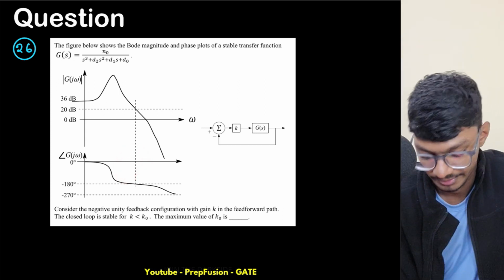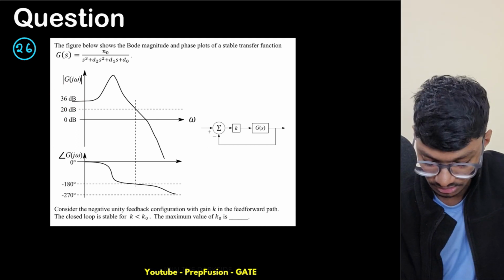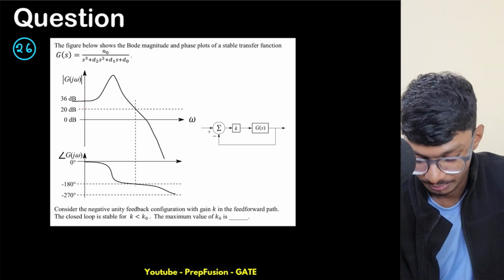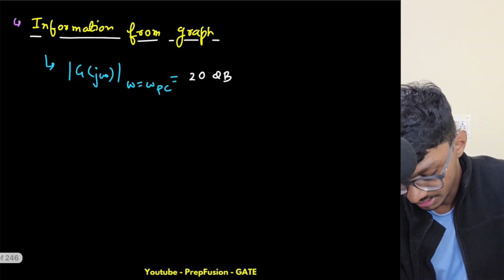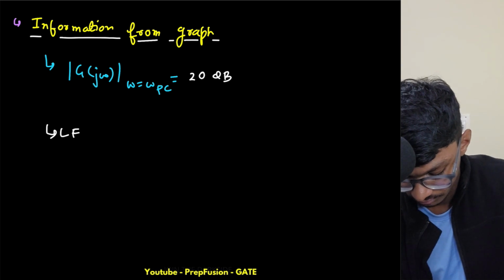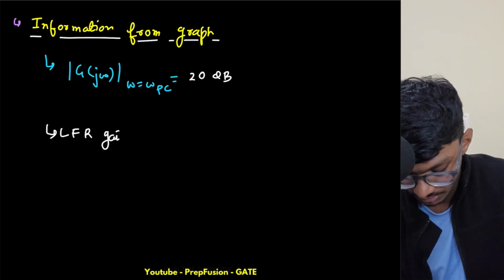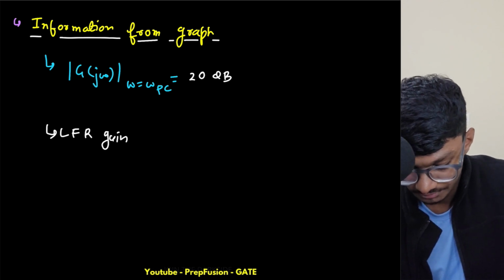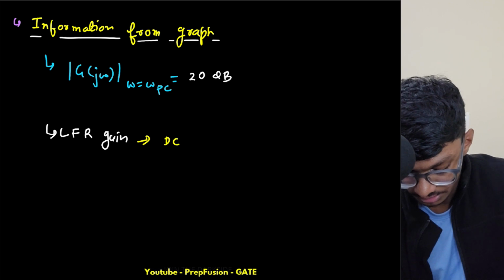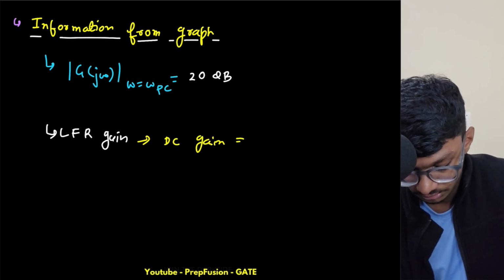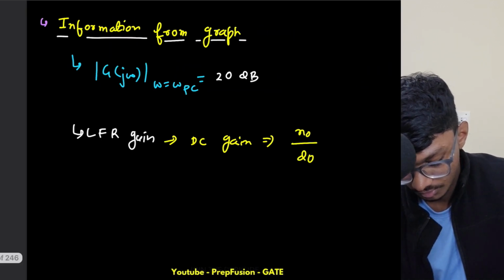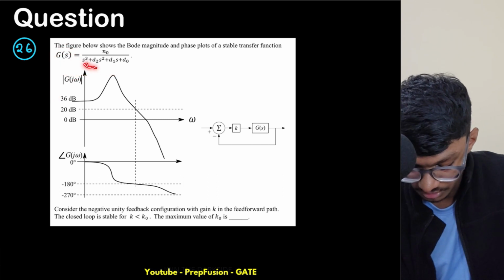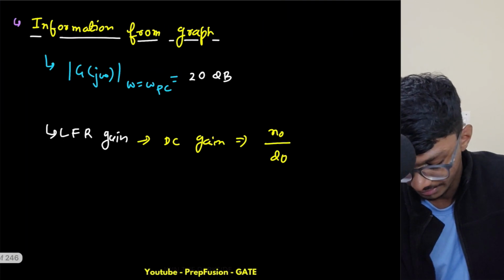Now what else have they provided me? They have provided the DC gain, because they have provided the low frequency gain, which we'll assume as DC gain, because no poles or zeros at the origin are present. That means it will be simply equal to DC gain, which is n naught by d naught. You put s equals 0, so obviously everything else gets cancelled, only n naught by d naught remains.